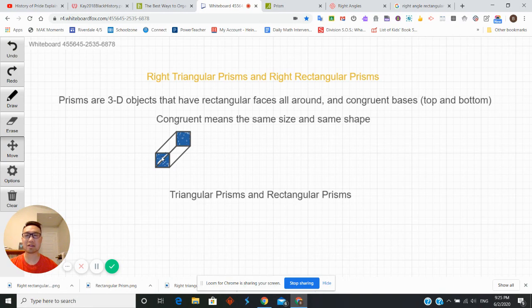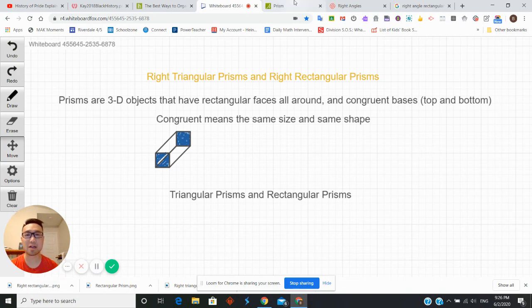Because the squares are the same size and shape as each other, we call them congruent. Congruent means the same size and shape. So this 3D object has bases, a top and a bottom, that are congruent, and then around the bases are rectangle faces. So this is a prism.